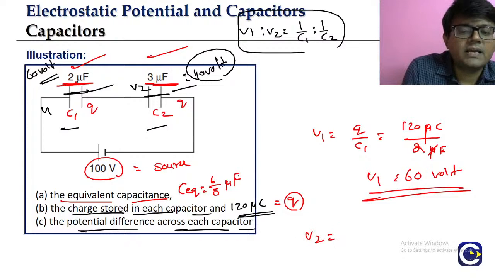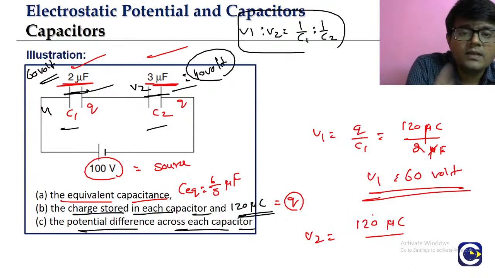Now see how V2 will come. Do we already have the charge? Charge is what? 120 microcoulombs. Because on both of them we'll have the same charge, since they are in series. Divide by what is the capacitance value?